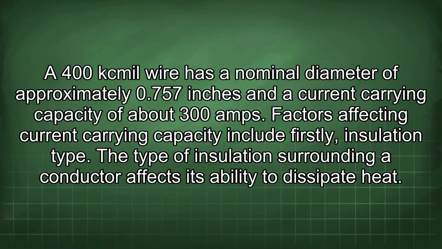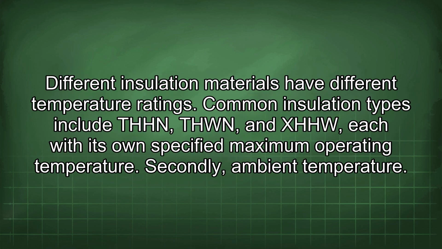Factors affecting current carrying capacity include, firstly, insulation type. The type of insulation surrounding a conductor affects its ability to dissipate heat. Different insulation materials have different temperature ratings. Common insulation types include THHN, THWN, and XHHW, each with its own specified maximum operating temperature. Secondly, ambient temperature.